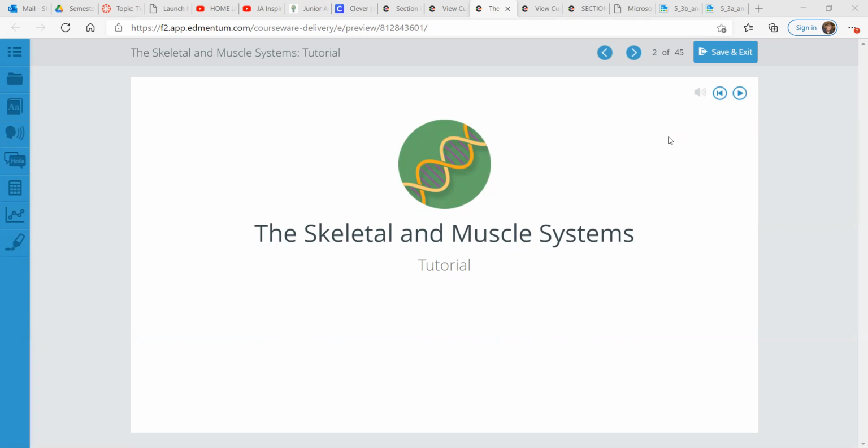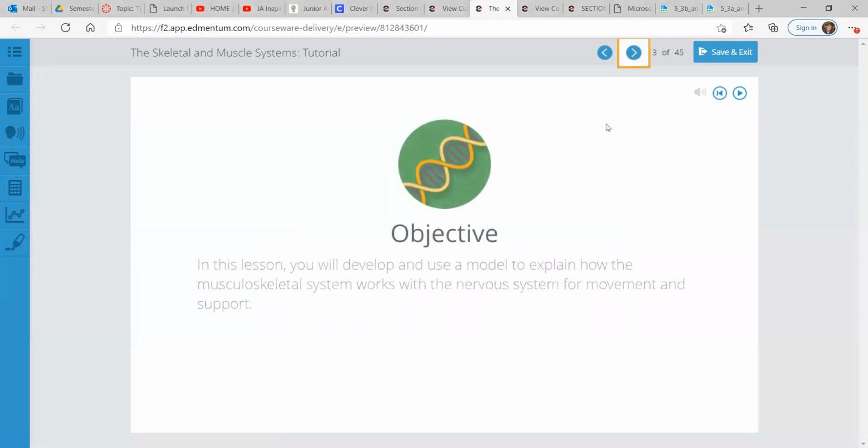And today we're going to look at the skeletal and muscle systems. At the end of this lesson, hopefully you'll be able to develop and use a model to explain how the musculoskeletal system works with the nervous system for movement and support.